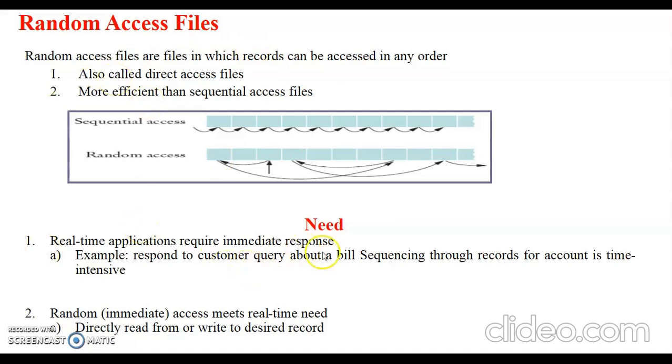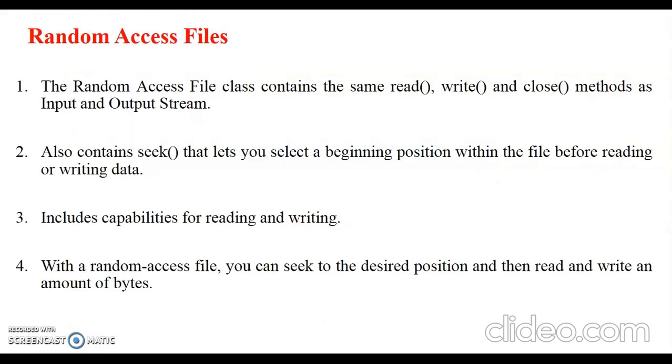Real-time applications require immediate response. For example, responding to a customer query about a bill: sequentially searching through records for the account is time sensitive. Random, immediate access meets real-time needs. Okay, so now we will see how to write these random access files, and then we will see a program also about these random access files.